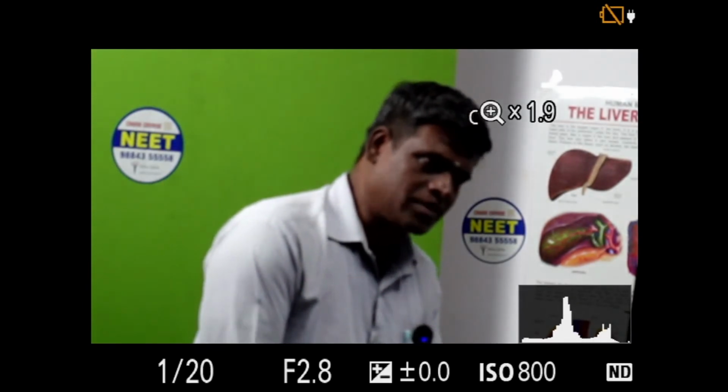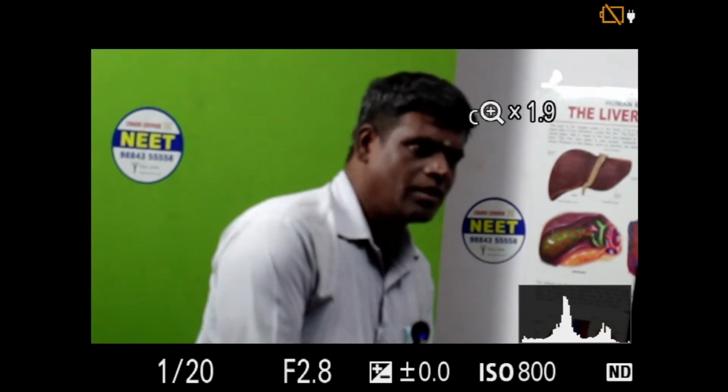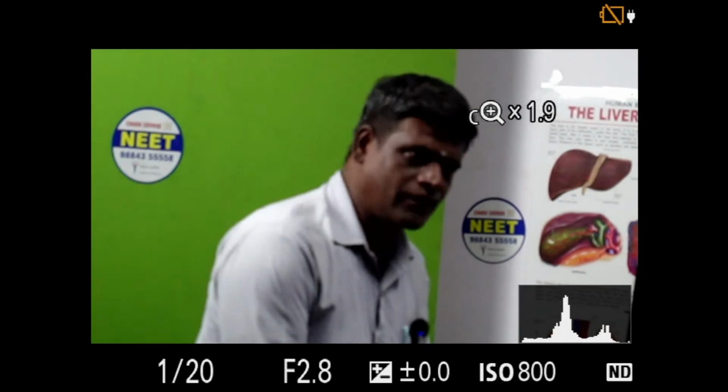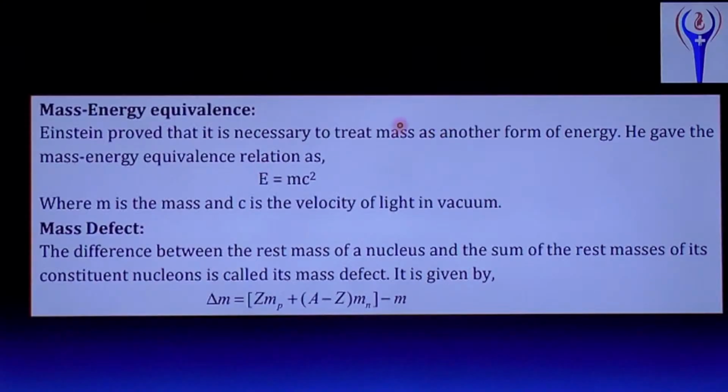E equal to mc square, from the sum of the kinetic energy and potential energy, with integration and differentiation. Students have to learn the basics of integration and differentiation in mathematics; by applying them, we get this equation, E equal to mc square. Here m is the loss in mass, and c is the velocity of light in vacuum. And mass defect, already we discussed: the difference between the rest mass of the nucleus and the sum of the rest mass of its constituent nucleons. That is mass defect.